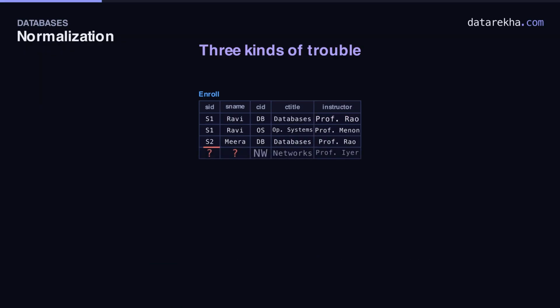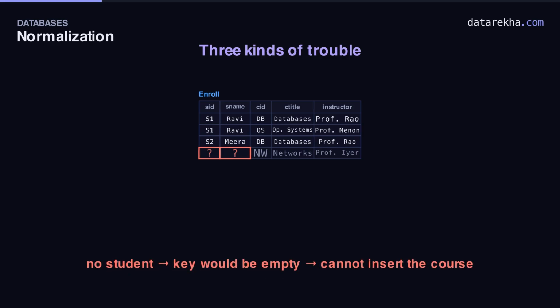Second, the insertion anomaly. A brand new course, Networks under Professor Iyer, is ready to offer, but nobody's enrolled yet. To add its row, we'd need a student ID, and that's part of the key, so it can't be empty. The course simply can't be recorded.